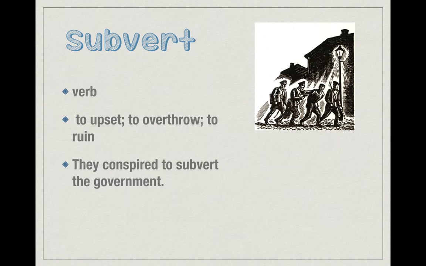The first one is subvert. Subvert is a verb, and it means to upset, to overthrow, or to ruin. In a sentence, it might be used like this. They conspired to subvert the government, meaning they met and talked about how to overthrow the government.